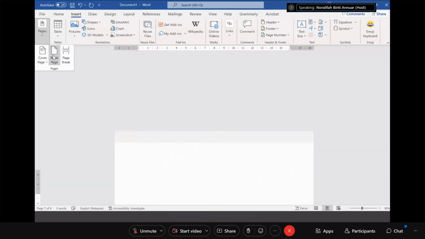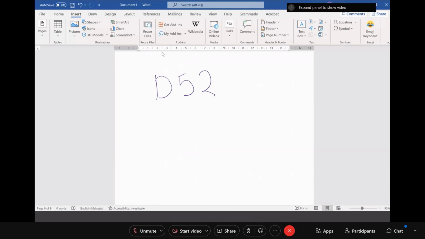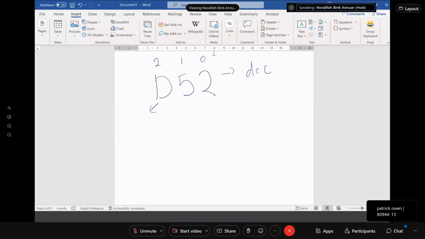Ini soalan is 5... You must know the position lah. There's no fraction, it's easy. So 0, 1, 2. Now bila you nampak alphabet, you know this is hexadecimal. You want to convert into decimal. D tadi berapa value D? A, B, C, D tadi tu. What is the value of D? 13 lah, betul lah. 13 times 16, what is the position? 2.